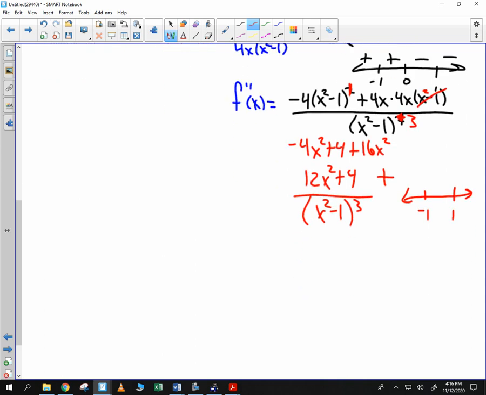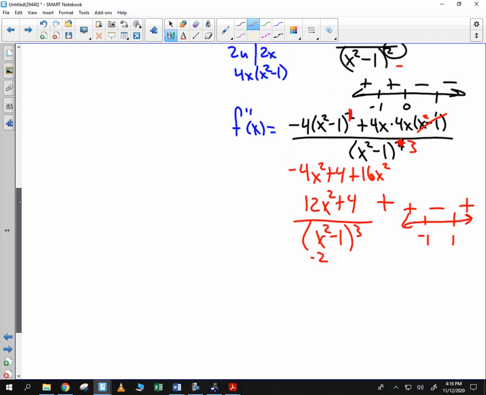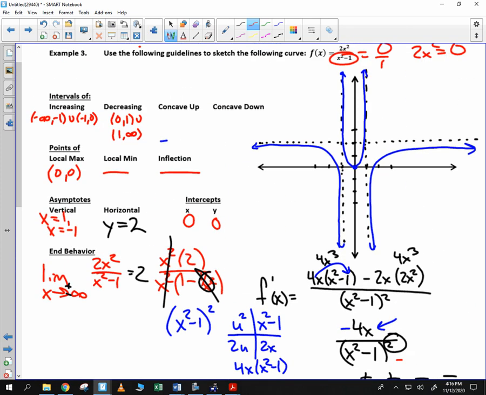As I check a value of negative 2, you can see how I get 4 minus 1 is 3, cubed is 27, that'll be positive. Plug in 0, it will be negative, and plug in 2, it will be positive. So that tells me I'm concave up from negative infinity to negative 1, union with 1 to infinity, and concave down from negative 1 to 1. So my graph here, I'll draw in green. This will be the correct graph.